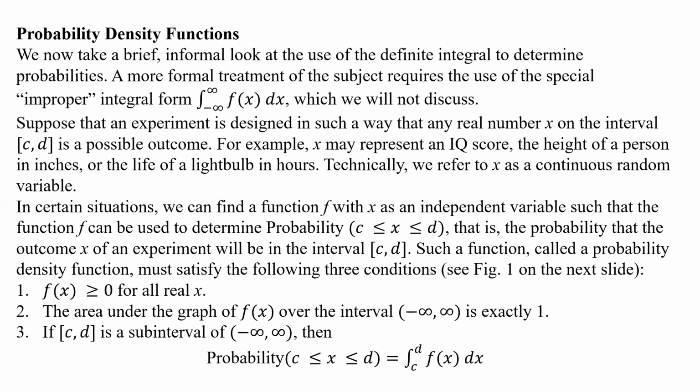Now, such a function is called a probability density function, and it has to satisfy the following three conditions, and we'll see the figure on the next slide. So f of x has to be greater than or equal to 0 for all real x. The area under the graph of f of x over the interval from negative infinity to positive infinity is exactly 1. And if the interval c to d is a subinterval of that, then the probability over the interval is the integral from c to d of f of x dx.